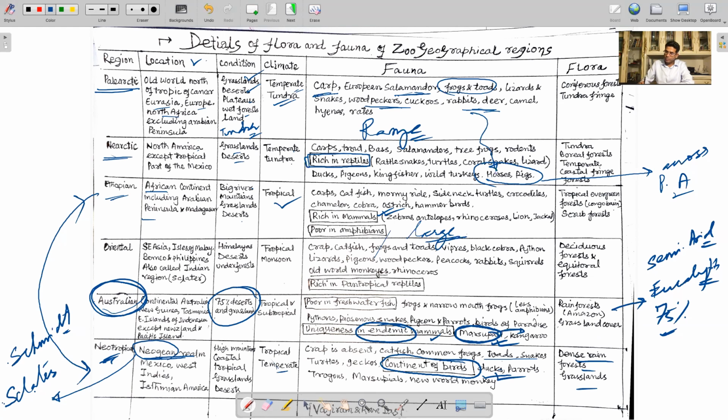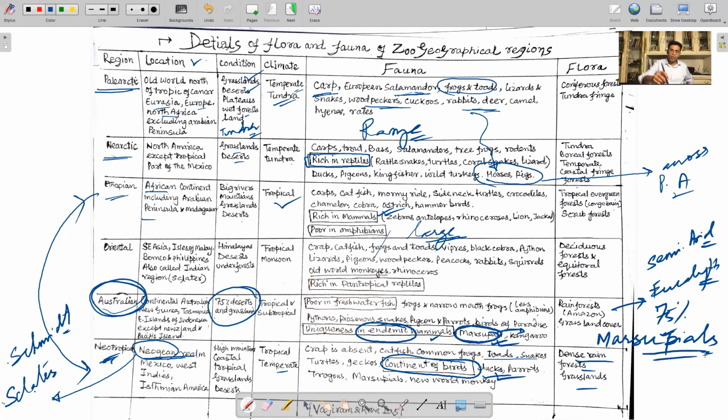Marsupials like kangaroo. It basically means that these animals bring up their young in the initial stages in the pouch in front of the stomach. So marsupials are a special category of life forms.